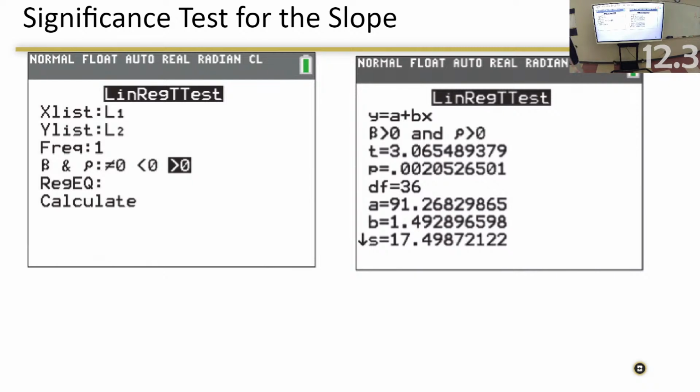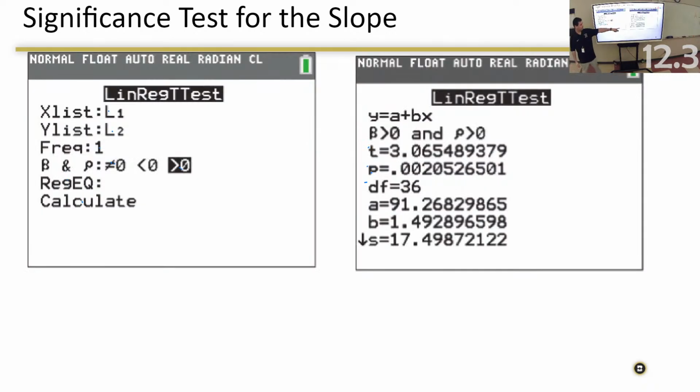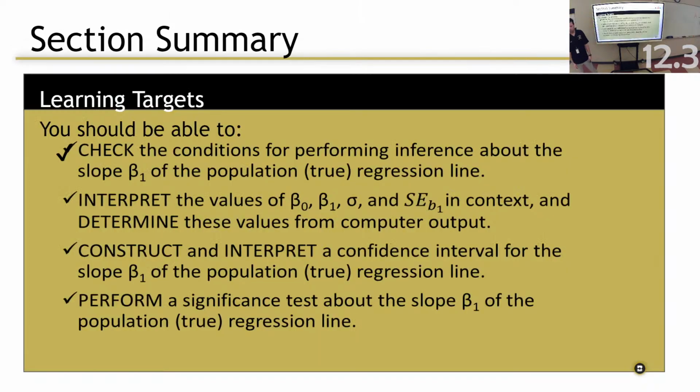Your calculator will do these also. Again, I don't think you'll ever need it. You'll go LinRegTTest. You have to put your x values in L1, your y values in L2. Frequency is always 1. We're trying to prove it's greater than 0. Calculate. When you hit calculate, there's the t, there's the p. Notice that that's 0.02. If I want this one over here, it would be 0.04. There's your DF. DF is 36. You need to know that DF was 36 because there were 38 points. There's a, there's b, there's s. That's everything that your table gives you anyway.